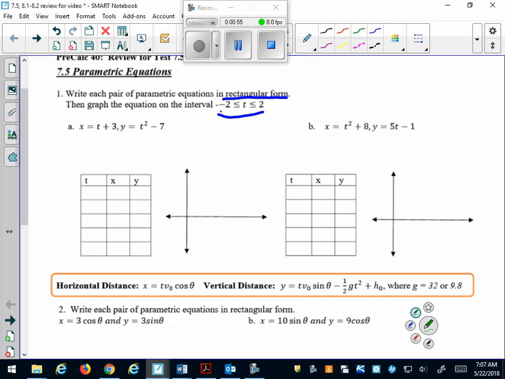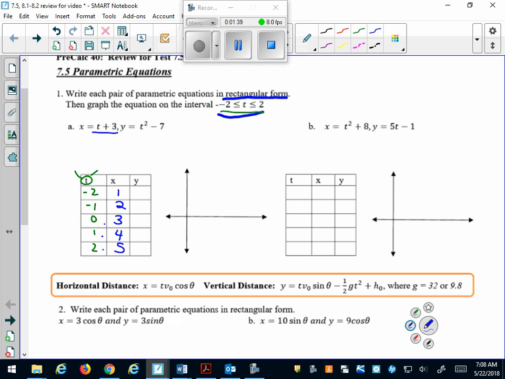So I'm going to take my interval for t, and I'm going to put in -2, -1, 0, 1, 2, and each of these is going to get plugged in for t to get our x, and then plugged in for t here to get our y. So -2 plugged into the x, I'll do the x's first. -2 plus 3 is 1. -1 plus 3 is 2. 0 plus 3 is 3. 1 plus 3 is 4. And 2 plus 3 is 5. So that's all our values for x.